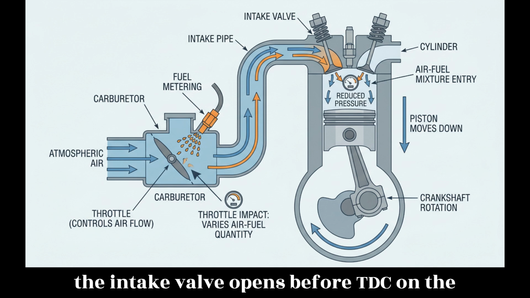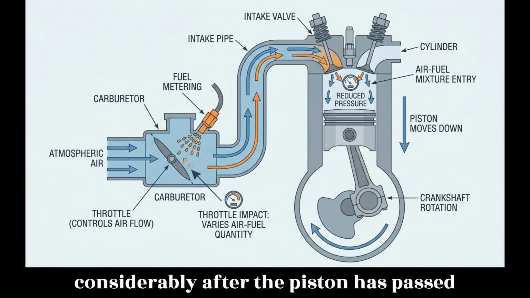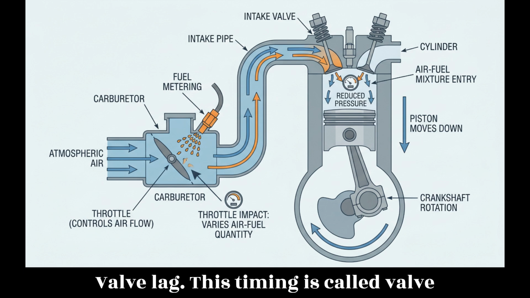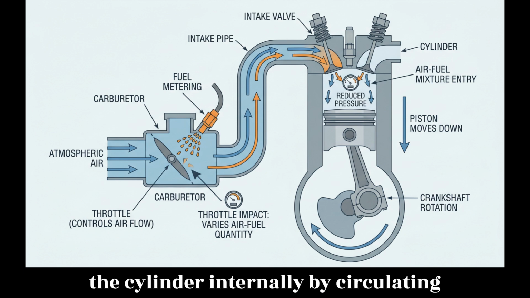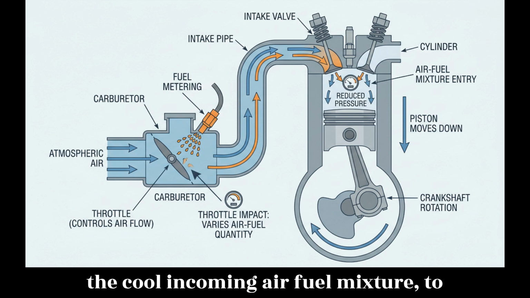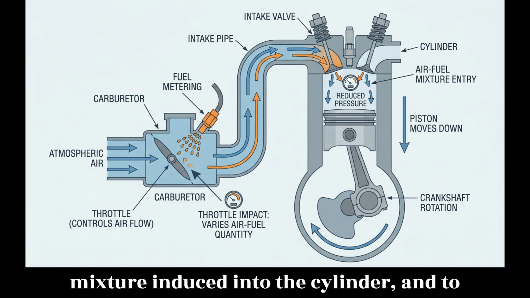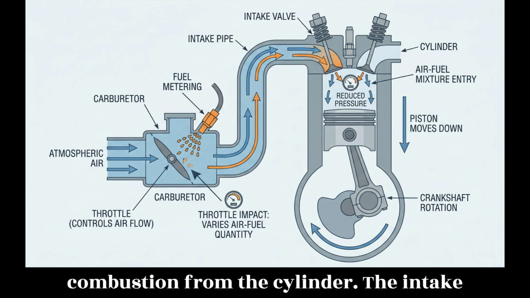As mentioned above, the intake valve opens before TDC on the exhaust stroke, valve lead, and the closing of the exhaust valve is delayed considerably after the piston has passed TDC and has started the intake stroke, valve lag. This timing is called valve overlap and is designed to aid in cooling the cylinder internally by circulating the cool incoming air-fuel mixture, to increase the amount of the air-fuel mixture induced into the cylinder, and to aid in scavenging the byproducts of combustion from the cylinder.